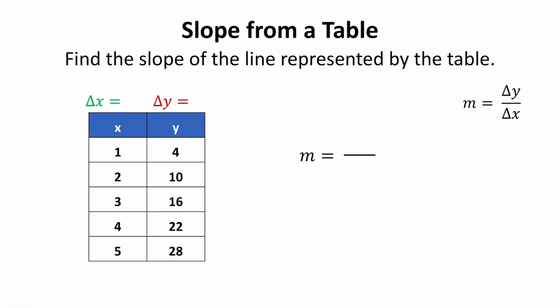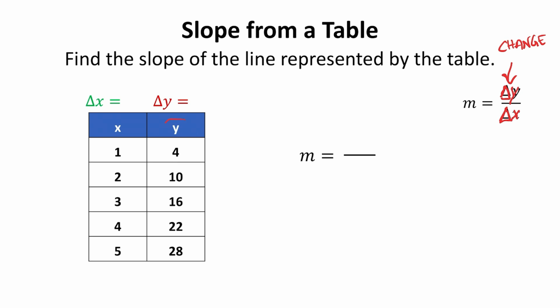Slope from a table. So first off, let's look at this. When you see this little triangle y, triangle x over here, that's delta y and delta x. Delta is just a Greek letter that means change. Okay, it's not complicated. It looks crazy. So we're measuring the change in y on top of the fraction and the change in x on the bottom. So let's talk about what that means.